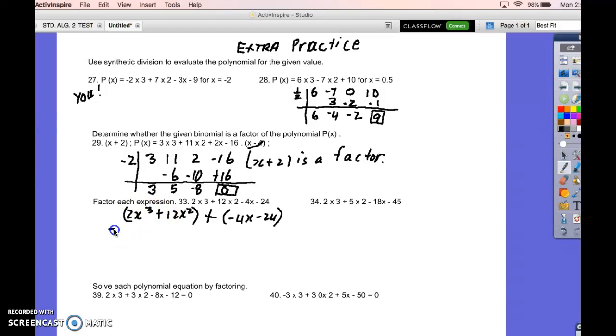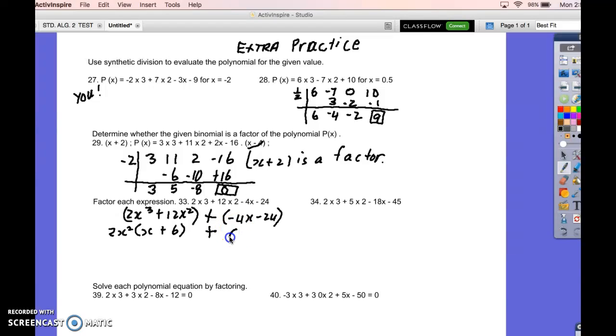So from here we could factor out 2x squared, and then we'll be left with what? X plus 6. So that takes care of that. And you can check. This time this will give me back that. 2x squared times 6 will give me back that. How about the greatest common factor over here?